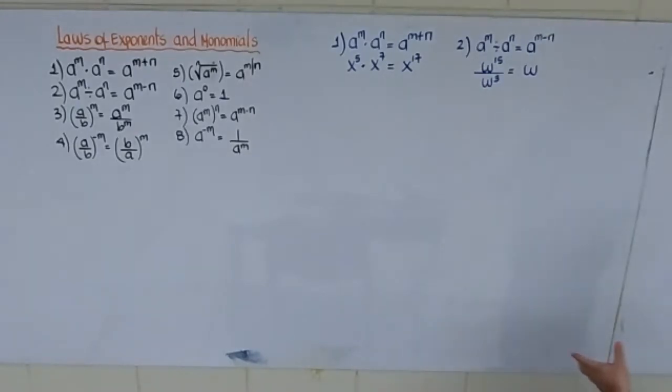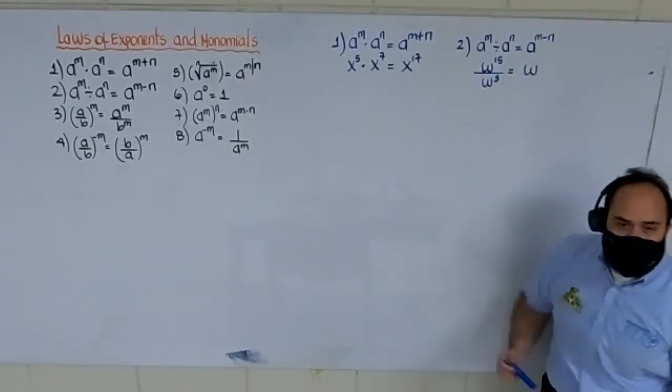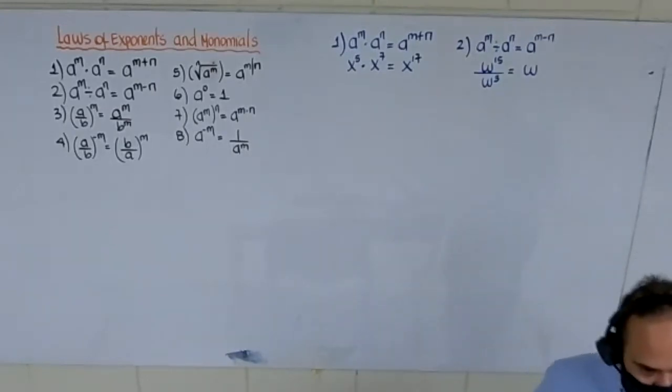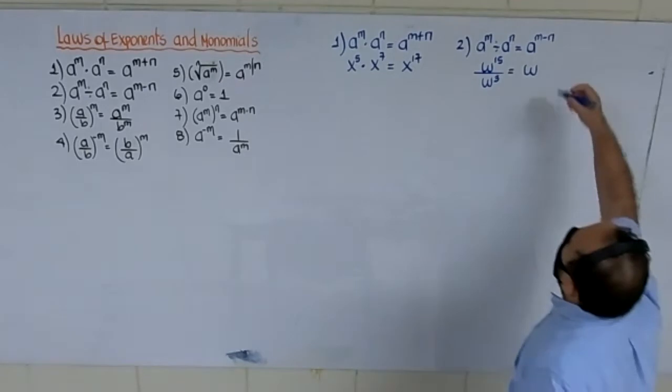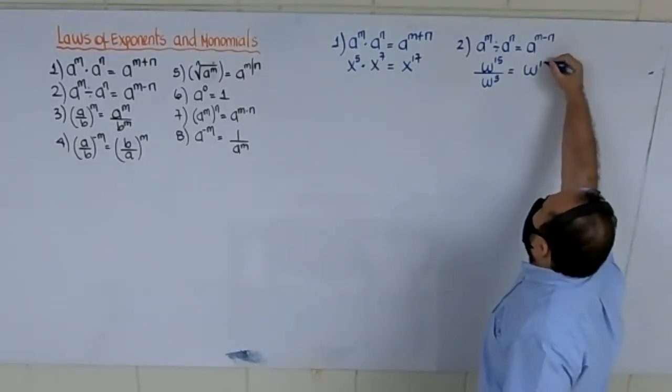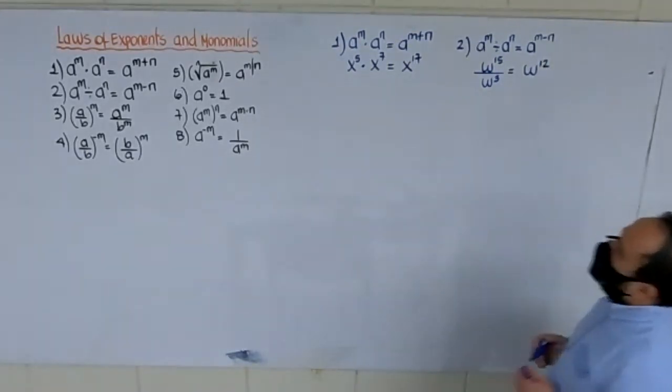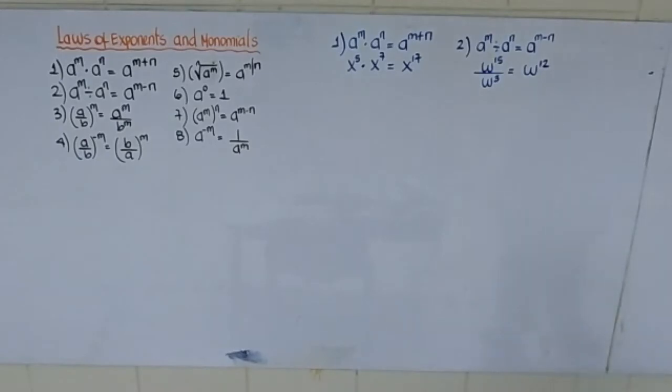We're going to copy the base, and how about the powers? We have to subtract. So 15 minus 3 will be 12. So the answer will be w to the 12th power. This is the meaning of rule number one and rule number two.